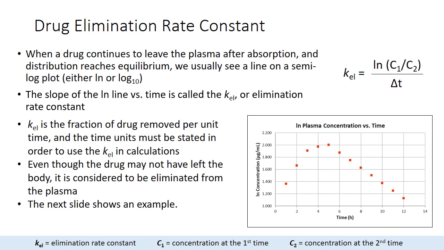And just remember, it should always look linear on an ln or a logarithmic plot, which are going to be similar. On an ln or a logarithmic plot, it should be linear for the excretion phase. KEL, again, just to refresh your memory, is the fraction of drug removed per unit time. And the time units must be stated in order to use the KEL in calculations. So you need to understand that if you have a plot that's in hours, you really want your KEL to be in hours to make the equations work for you and give you a correct answer.